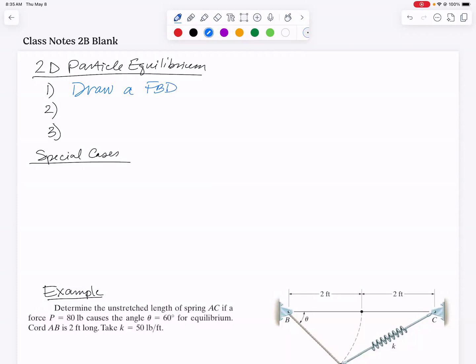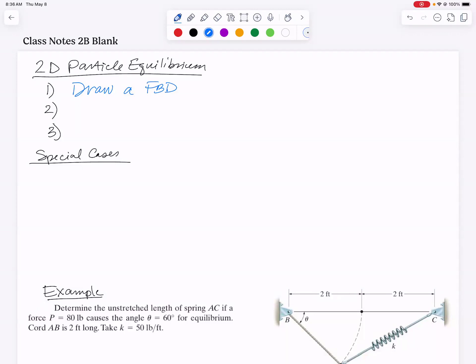What is a particle? For purposes in this class, we're talking about any kind of an object where all of the forces meet at the same location. So it could be a really tiny particle, like a little pin or a ring or something, or it could be a pretty large particle, like a crate. But if all the forces meet at the same location, we're going to be able to do this particle equilibrium analysis. We'll start by drawing a free body diagram.